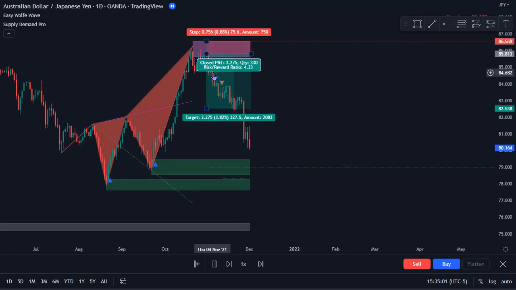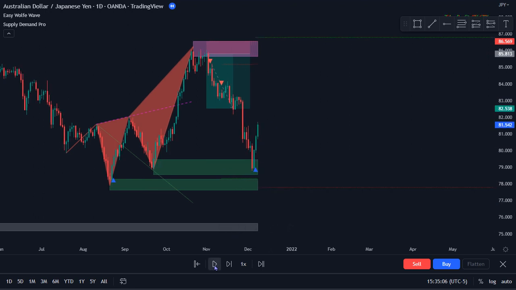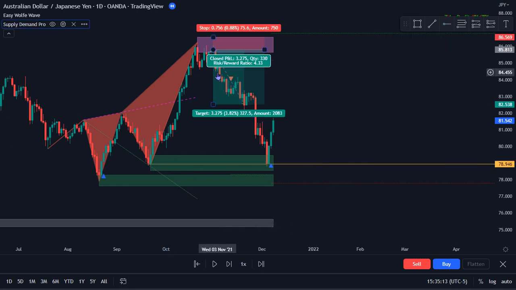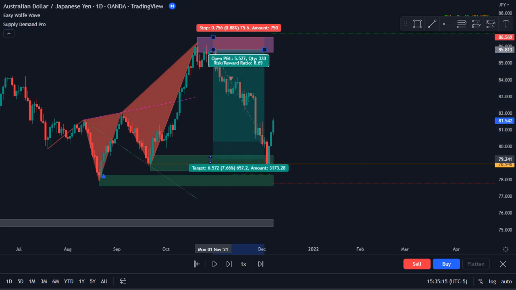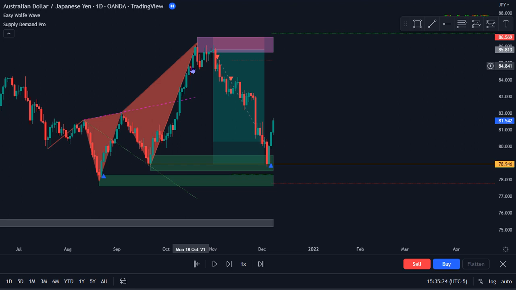And so easy 3 R&R, 4 R&R, and then holding for the full take profit of taking out that last low is this incredible 9.1 R&R. So this played out beautifully just with these simple confirmations. Get the direction with the Wolfe Wave pattern, wait for a little bit of retracement into the supply zone, and then boom.